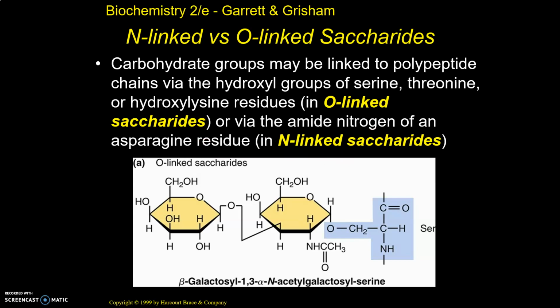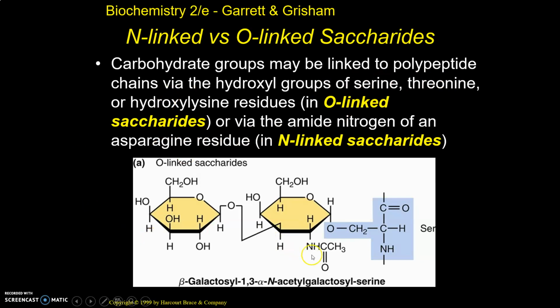So these are the 4 amino acids we're looking at as far as how they attach to saccharides. Serine and threonine are 2 of the common 20, and then hydroxylysine is a sort of uncommon amino acid. It's lysine that's been hydroxylated. And then asparagine, another common amino acid. So there's only one N link that we're going to talk about and 3 O links.